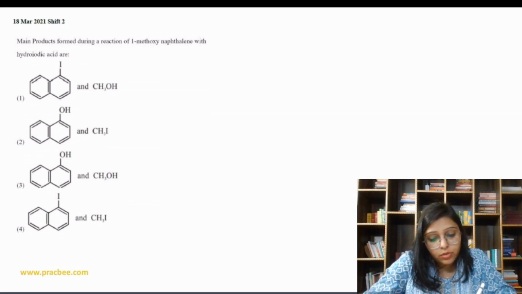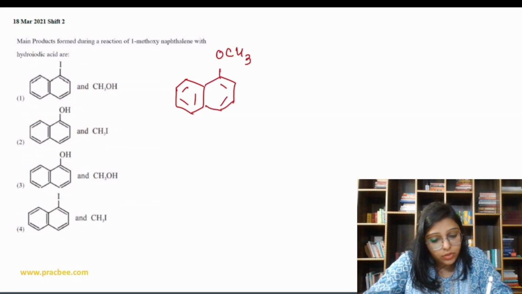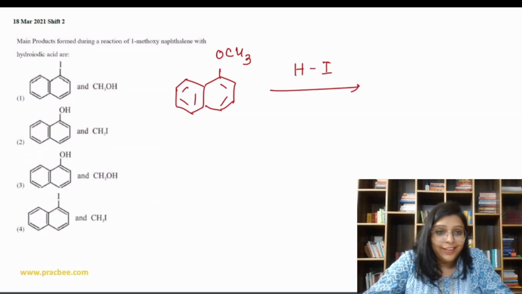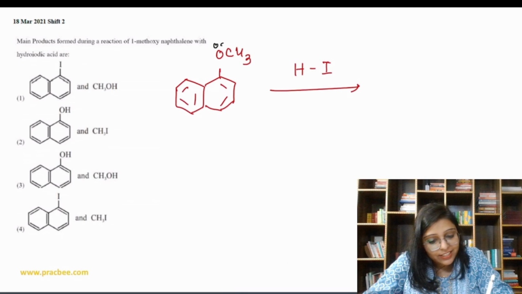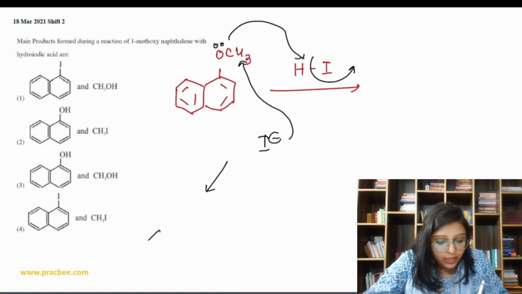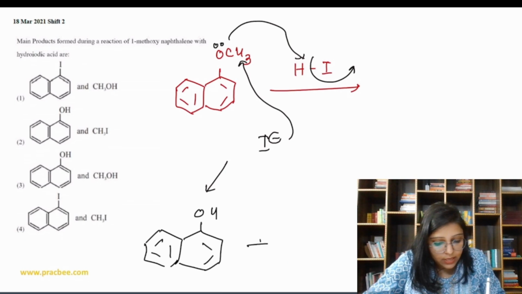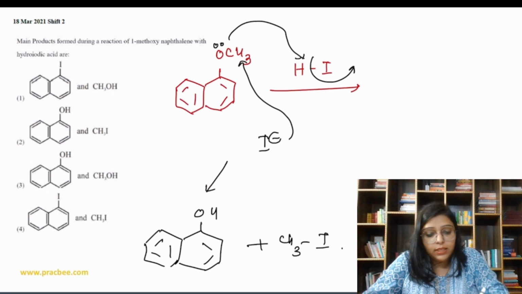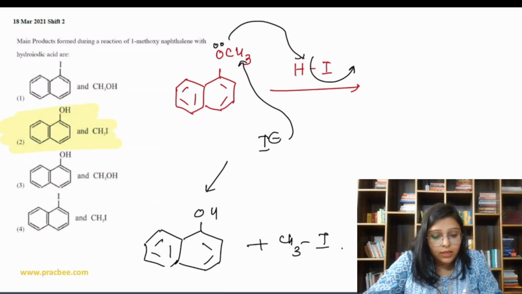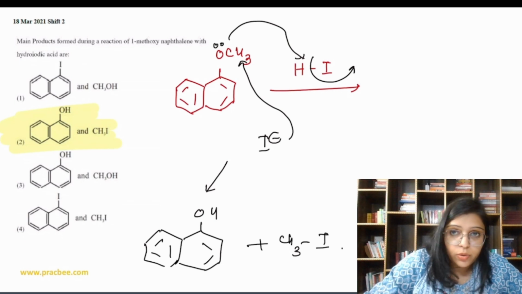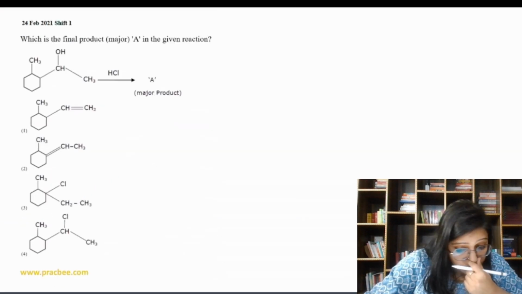Main products formed during a reaction of 1-methoxynaphthalene. So this is naphthalene, 1-methoxy is OCH3, with HI. Ether reaction is the same, no. The oxygen lone pair attacks on this H, I leaves, and then I minus further attacks on CH3. So what do we get? We get OH plus CH3I. Okay. So option 2 is the correct answer. Okay. Now let's do the next question.